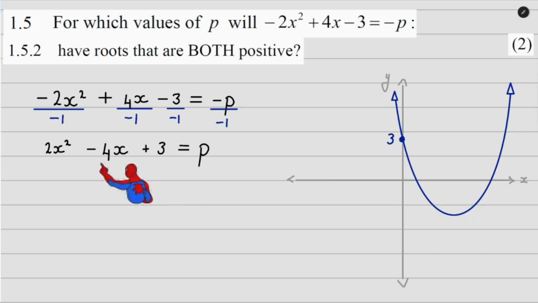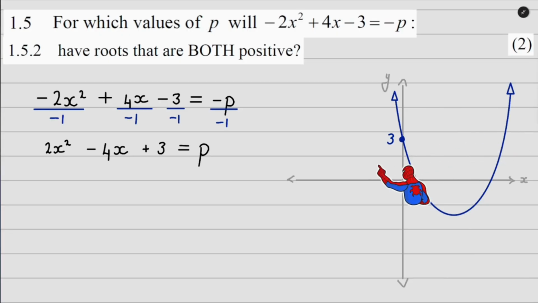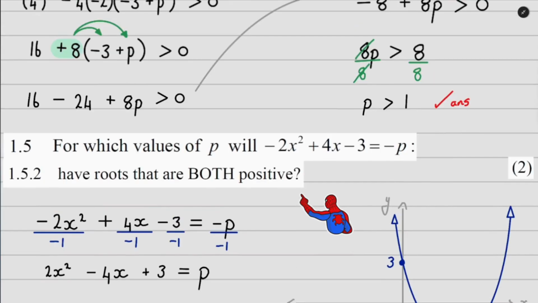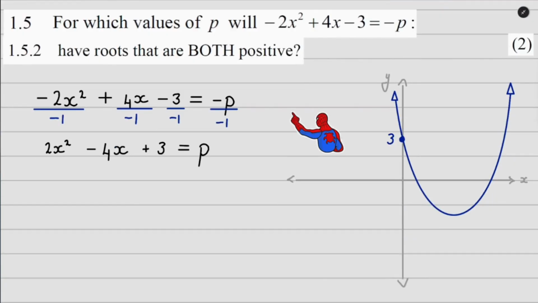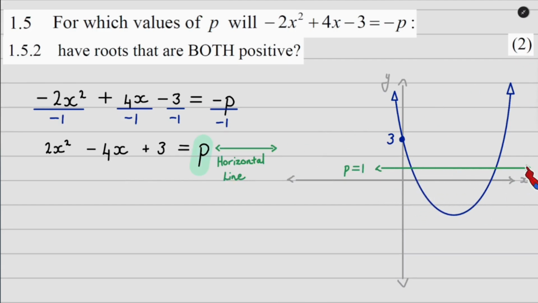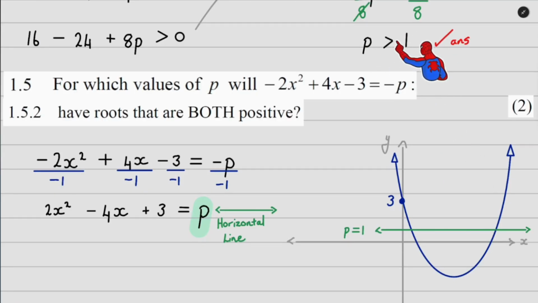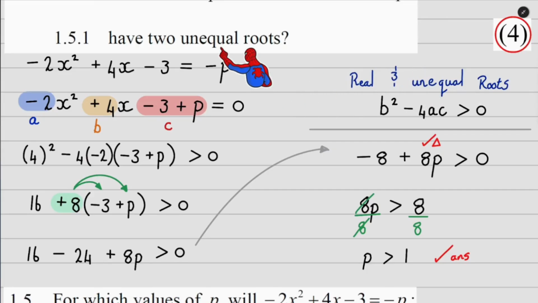And because I have a negative b value, I know that the turning point of the parabola sits on this side of the y-axis. So it's to the right of the y-axis. And from the previous question, we discovered if p is bigger than 1, we are going to get unequal roots. So how you should picture this is p is a horizontal line. And if I place that horizontal line anywhere above 1, I'm going to get unequal roots.